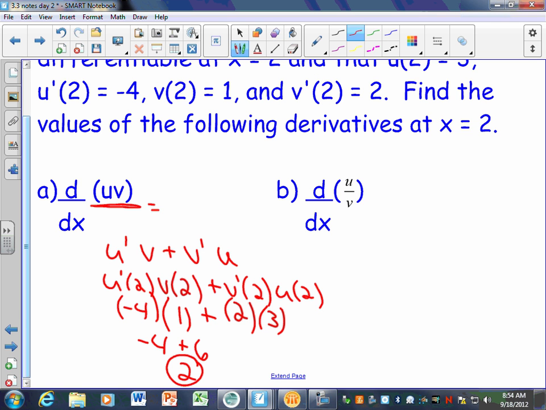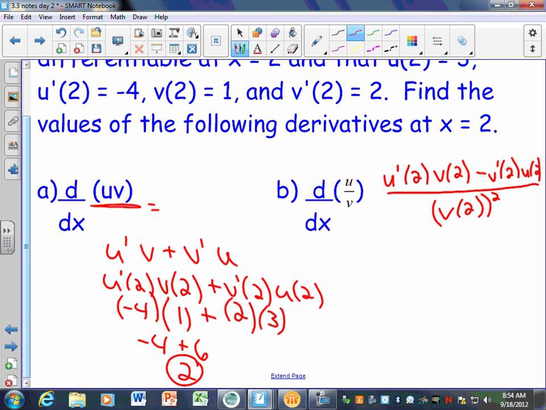Let's see what we've done if we make mistakes. So I'm going to take the derivative of the top. So I'm going to just go ahead and plug 2 in. U prime of 2 times the bottom at 2 minus the derivative of the bottom times the top, U of 2, all over the bottom at 2 squared. And then we just need to make sure we pull the right numbers out.